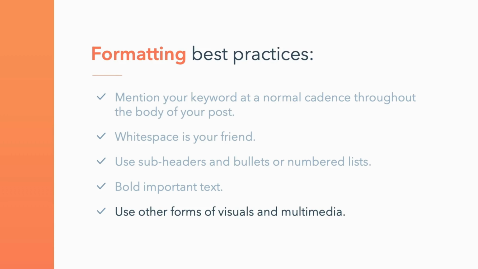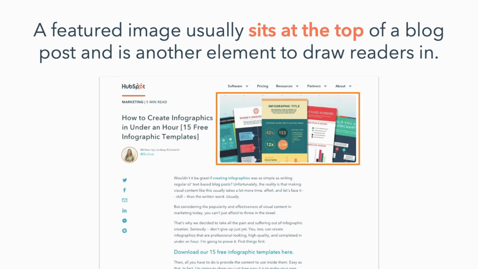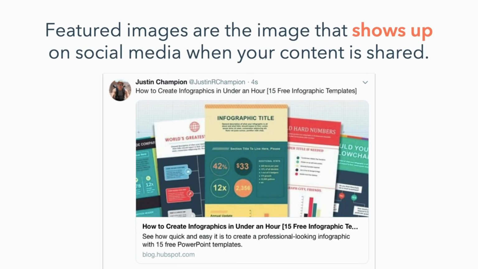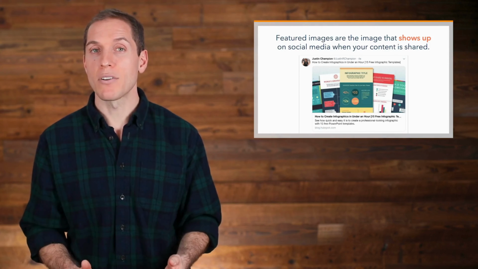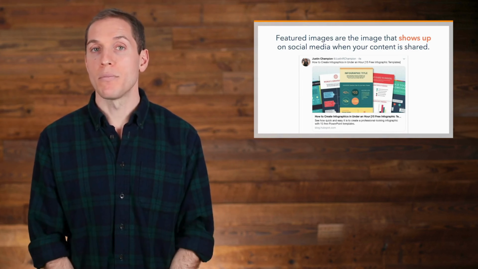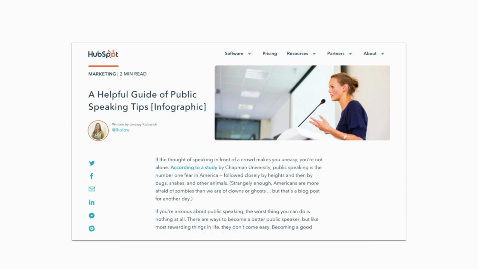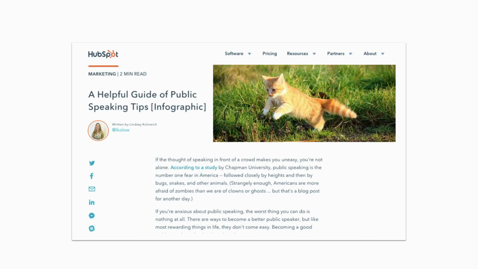Once you've finished the text portion of your post, don't forget to make it stand out with the use of visuals and multimedia elements to break up your text. Start by using a featured image. A featured image usually sits at the top of a blog post and is another element to draw readers in to learn more. A featured image is also the image that shows up on social media when your content is shared. The image should reflect what the story is about, intrigue readers, or provoke them. It doesn't need to directly illustrate what your post is about, but it should be loosely related to your content. While most people enjoy a great cat photo, it may not always be relevant to your content.